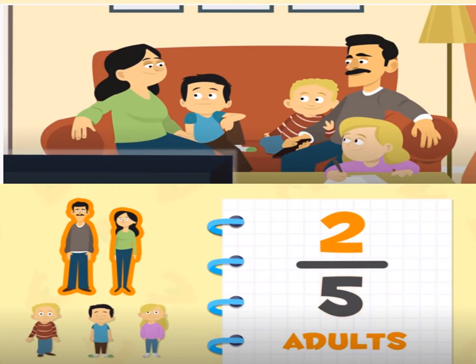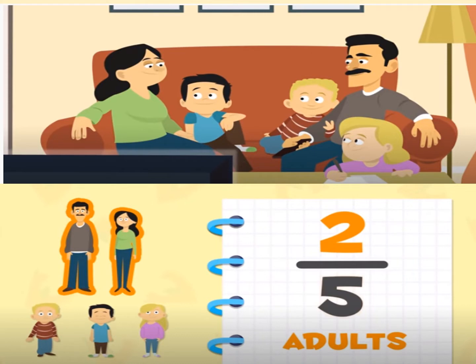Now we have a family of 5. 2 adults and 3 kids. What if we need to write the fraction for the adults? Count the number of adults that you have. Excellent. We have got 2. So we have to write up 2.